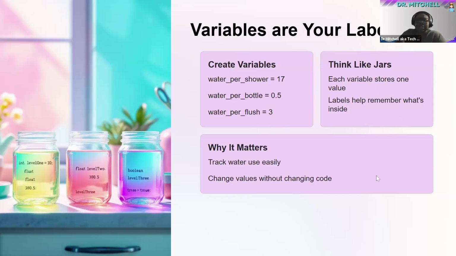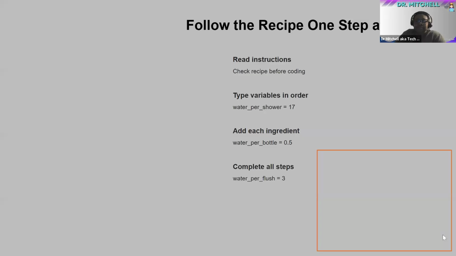And why does all this matter? Tracking water would be easy in this, what I call efficient code. And you can change the values without having to change the code so many times.